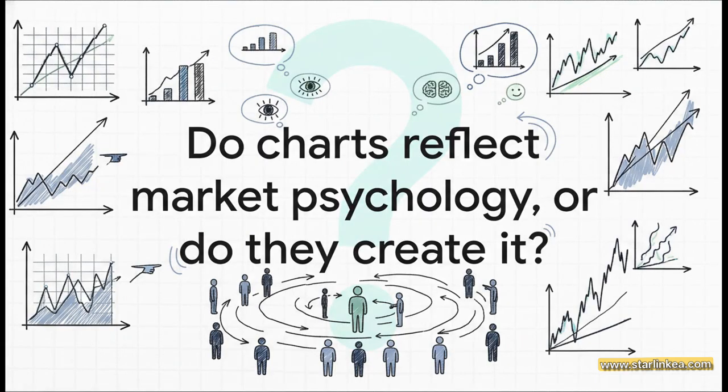And all of this leaves us with a really fascinating final question to chew on. Are we just observing patterns of human behavior that are already happening in these charts? Or, because so many traders are looking for these exact same patterns, do the patterns themselves actually become a kind of self-fulfilling prophecy, influencing how we all behave in the market? Something to think about.